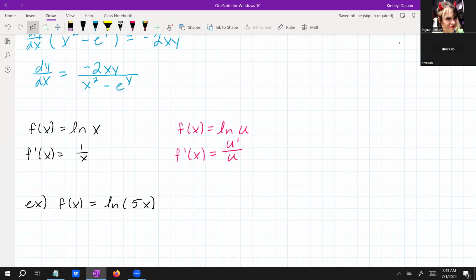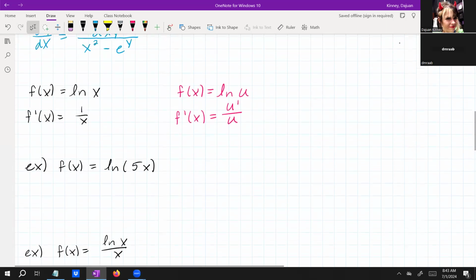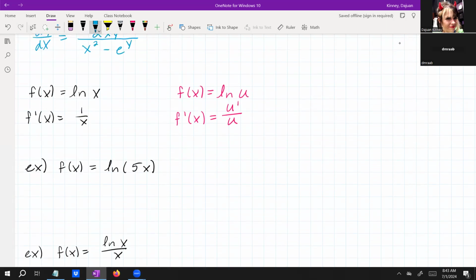If we have natural log of u, where u is some function, we take the derivative of u, the inside, over u. So again, pretty straightforward. Okay, let's take the derivative of this bad boy. The derivative of the inside of our natural log, so the derivative of 5x, is just 5 over the inside. We can clean that up, and it's just going to turn into 1 over x.